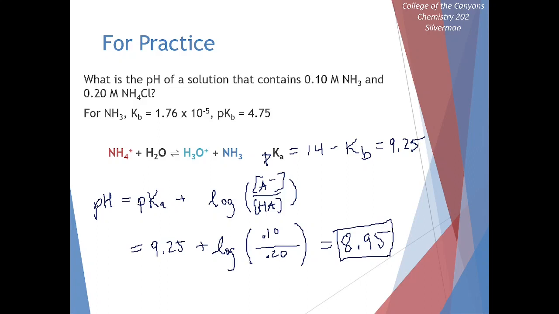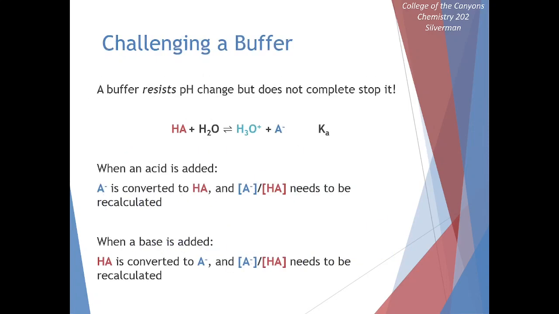Notably, we expect our buffer to have its pH around the pKa value, which is around 9.25. But we have a little bit more of our conjugate acid compared to our conjugate base. Therefore, our pH is going to be a little bit lower than our pKa value. And that is what we see, 8.95 compared to the pKa of 9.25. Our buffer will resist changing its pH, but it won't necessarily completely stop changing its pH.